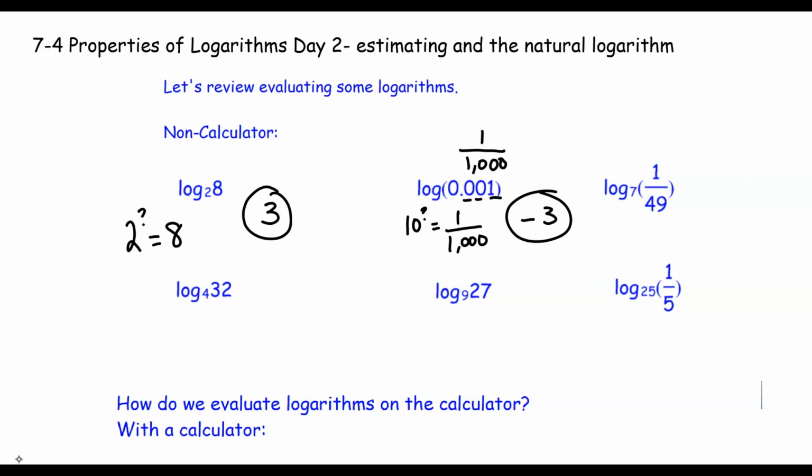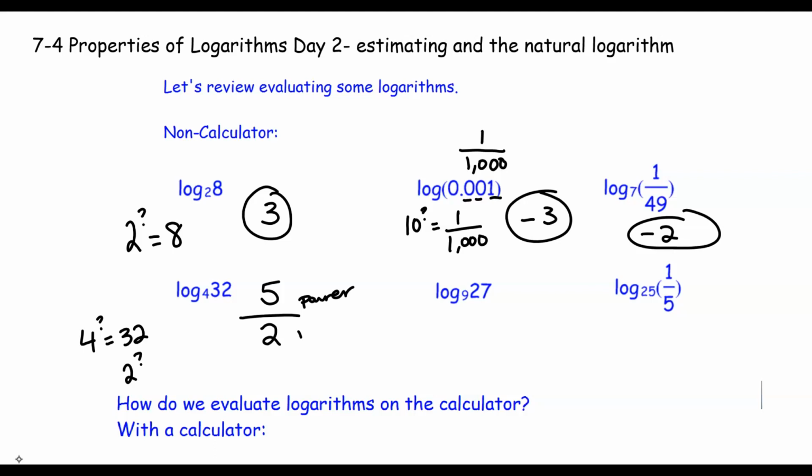7 to what power gives me 1/49? I need to take the reciprocal of 7 and then square it. 4 to what power gives me 32? Well, 4 doesn't go straight to 32, so this one's going to have a rational exponent. So I need to root the 4 first. I can only square root the 4, so when I square root, that's a 1/2 power. Then I think to myself, 2 to what power gives me 32? Well, that's 2 to the 5th power. So remember, the power goes in the numerator and the root goes in the denominator.